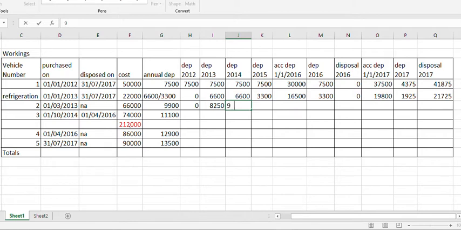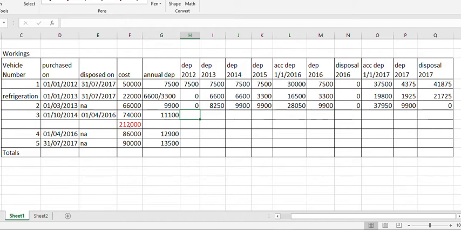2014 full year's depreciation. 2015 full year's depreciation. Accumulated depreciation, therefore we add up the three numbers, gives us 28,050. Depreciation for 2016 full year, no disposal. So accumulated depreciation 2017, add two numbers, full year's depreciation in 2017 because we haven't got rid of it, and no disposal in 2017.